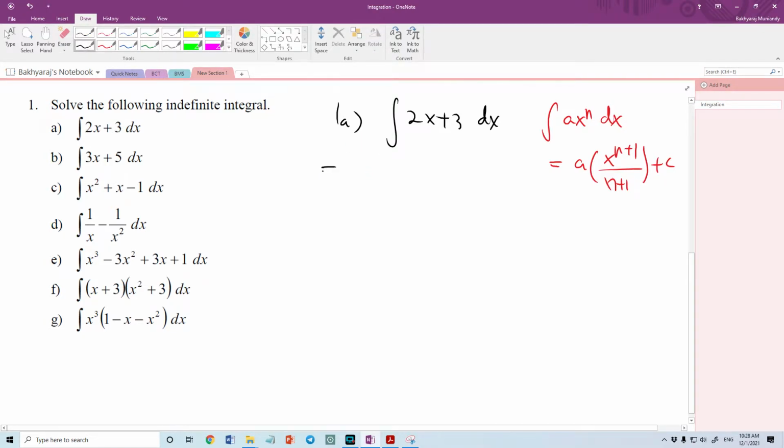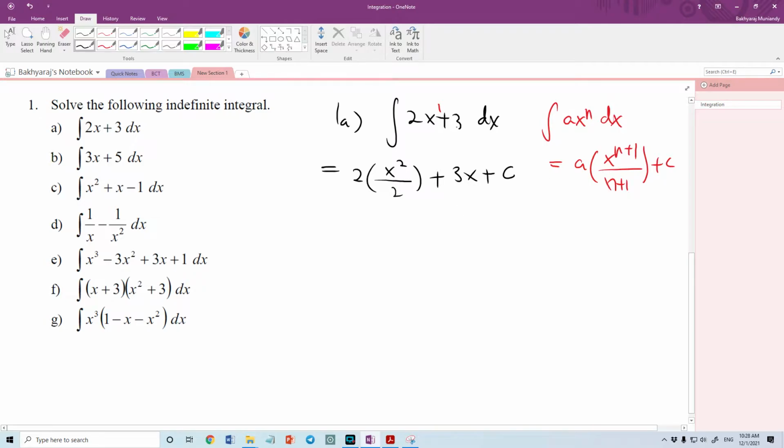So we're going to apply this formula here. For 2x, look at the power. The power is 1. So I'm going to put here 2 bracket x power of 2 divided by 2, plus 3x, plus c. What I did here is the power must plus 1. You can see n plus 1. So I put 1 plus 1 is 2, over 2, because it is n plus 1, n plus 1.